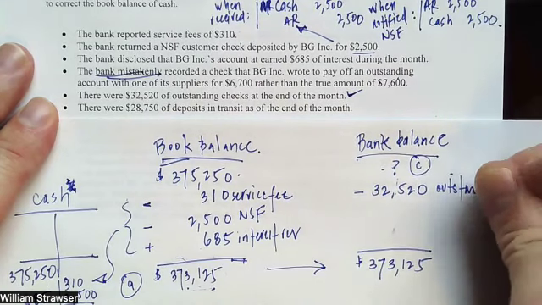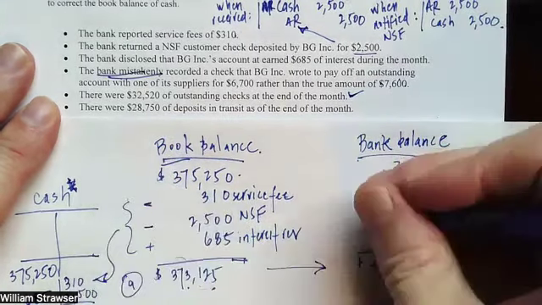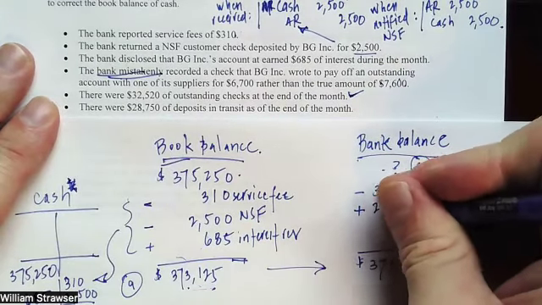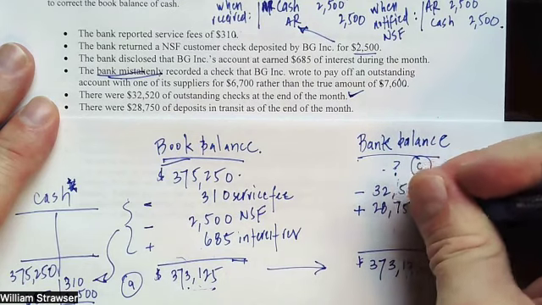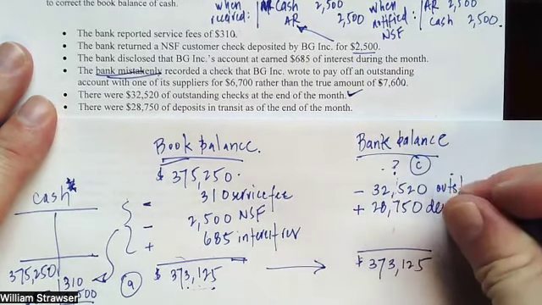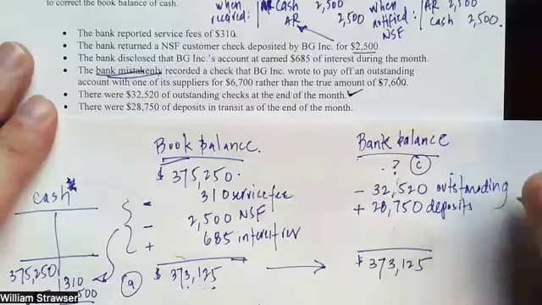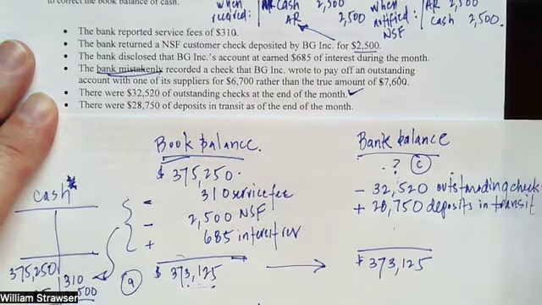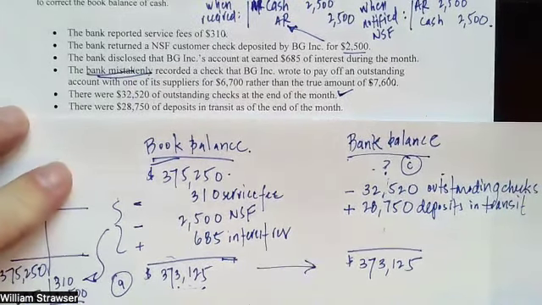And then there's the deposits in transit, 28,750. So those are deposits we've made that are in our book balance, but have not yet been recorded by the bank. So these are my deposits in transit. And once they clear, they will add to our account.